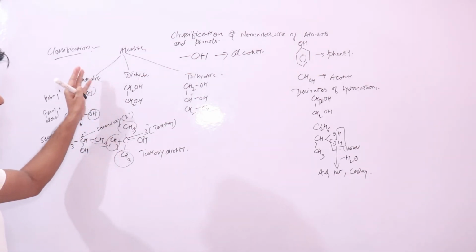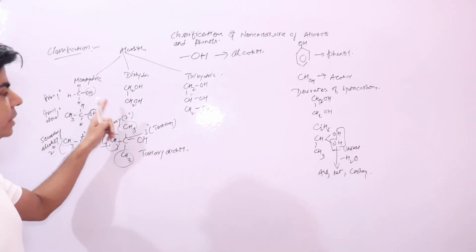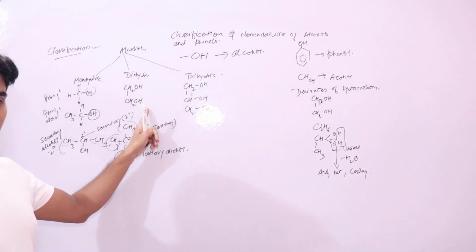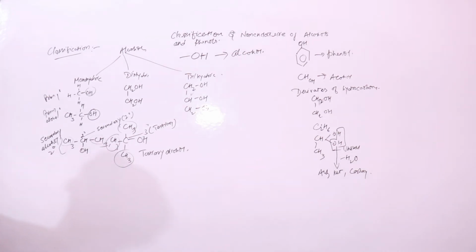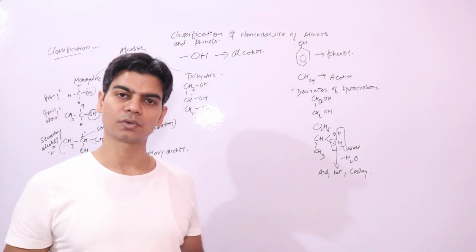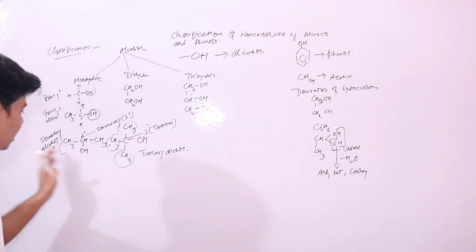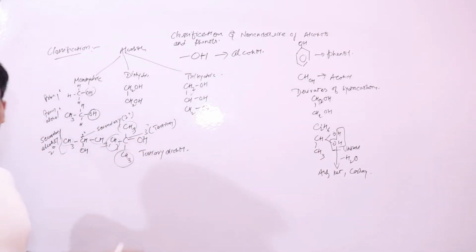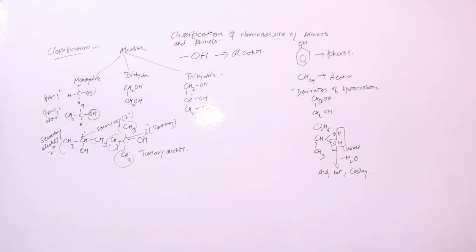First, we have classified based on the number of hydroxyl groups. Monohydric contains one OH group. Dihydric contains two OH groups. Trihydric contains three OH groups. Now the monohydric alcohols are further classified into primary, secondary, and tertiary, based on whether the hydroxyl group is connected to a primary carbon atom, a secondary carbon atom, or a tertiary carbon atom. So depending on that, we have primary, secondary, and tertiary alcohols. I hope till this point it is clear.